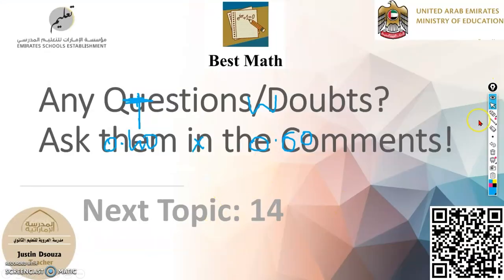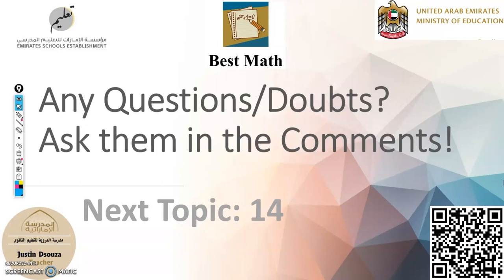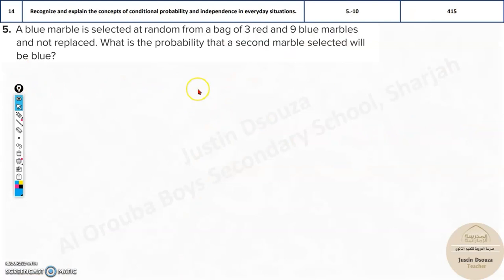Now topic 14 is also on probability, but that is about conditional probability, which we'll see in the next video. Now we move on to the 14th topic. This is an interesting topic. It's called conditional probability. Let's look into this problem. Let's look into the question itself directly.